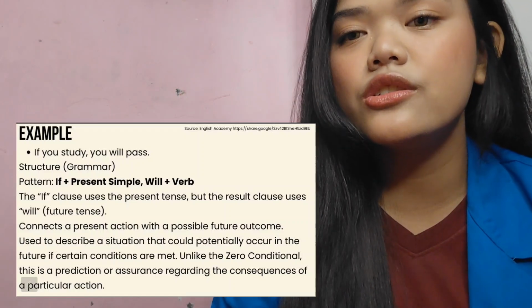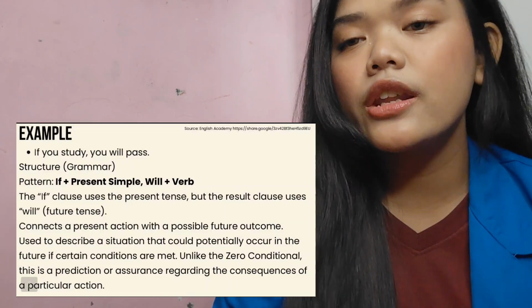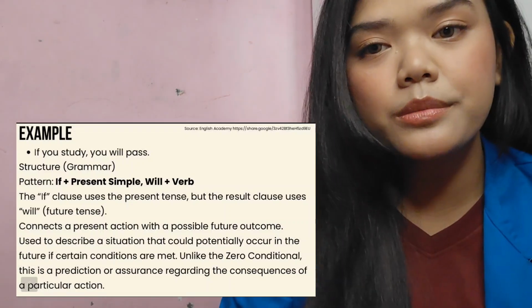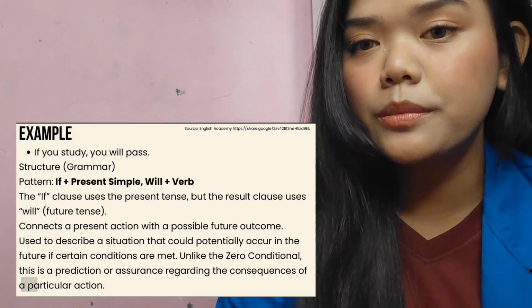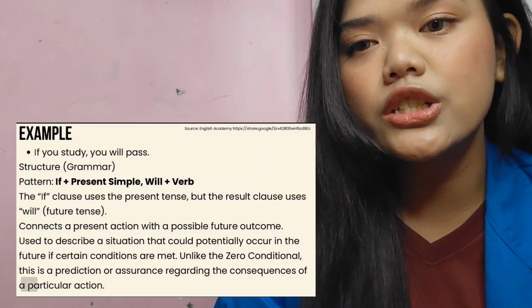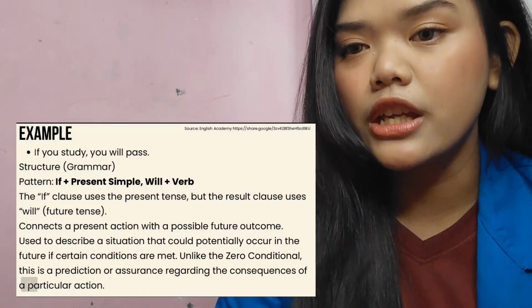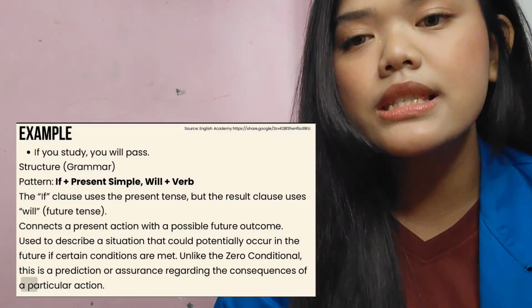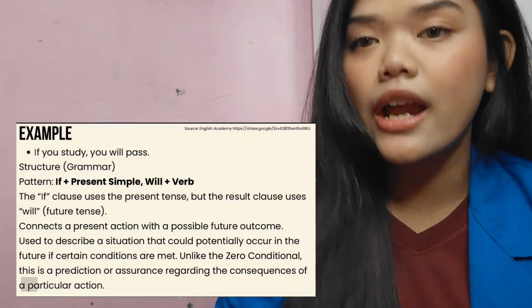The if clause uses the present tense but the result clause uses will. Connect a present action with a possible future outcome. Use it to describe a situation that could potentially occur in the future if certain conditions are met. Unlike the zero conditional, this is a prediction or assurance regarding the consequences of a particular action.